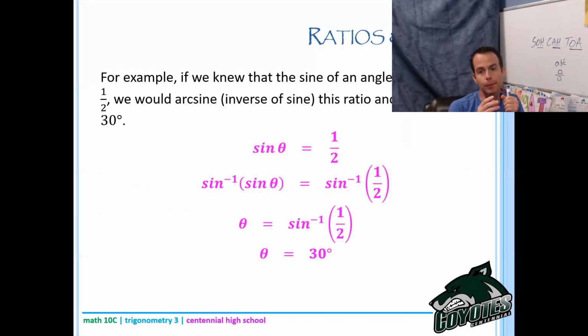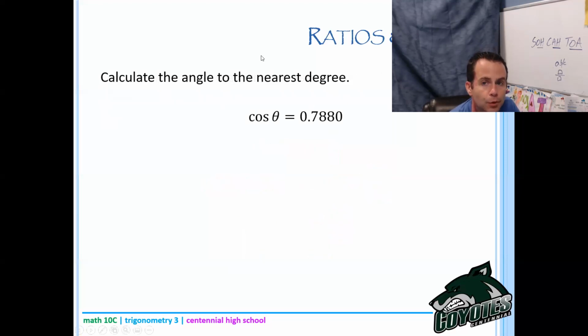You just have to remember that when you go arc sine, make sure it has an open set of brackets there, and then go 1 divided by 2 and close your brackets, okay? So make sure you can do that and get a conclusion of 30 degrees. Okay, so we're just going to practice that for a couple of examples here.